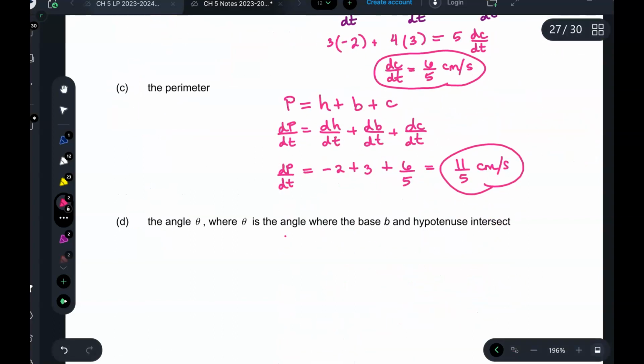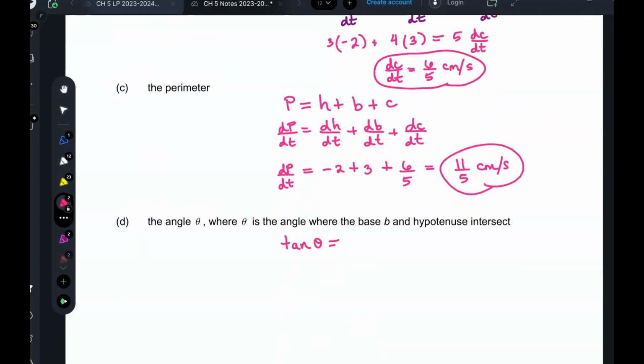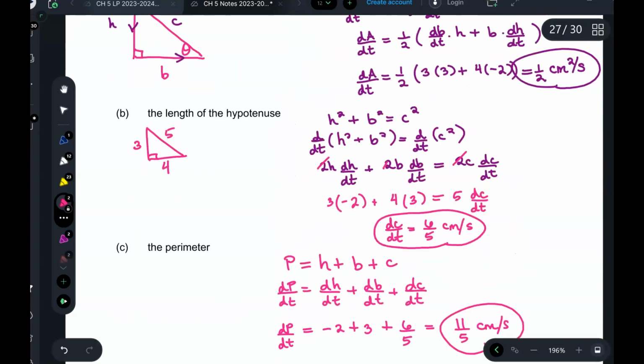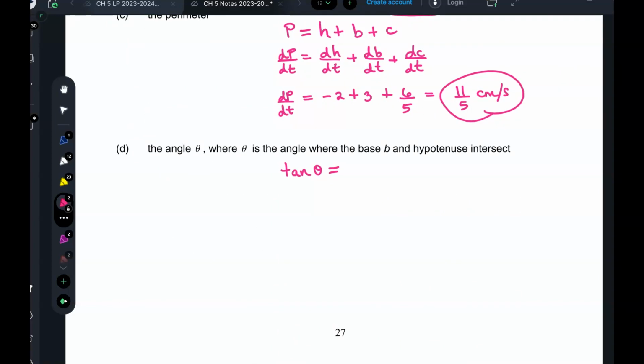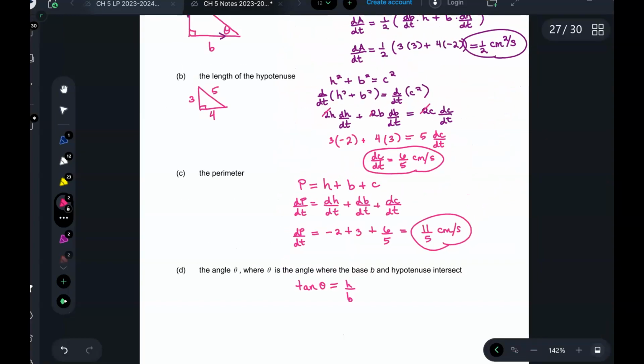Wouldn't it be inverse tangent? Because you're trying to find theta. Well, no. If we knew h and b, we could do inverse tangent. But what did we do in every single situation?